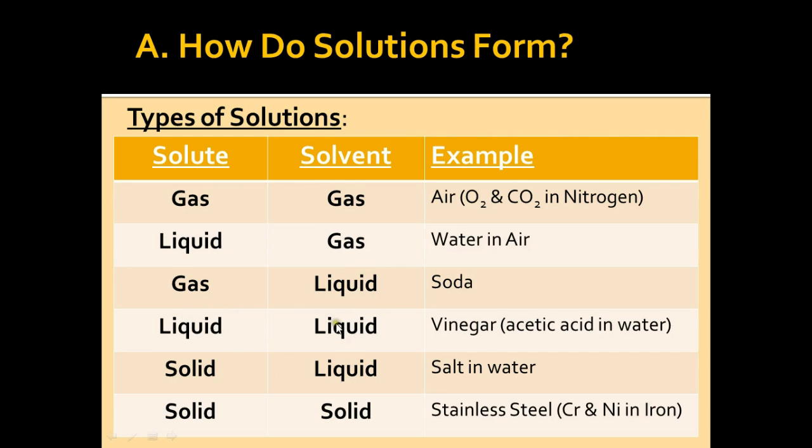Then liquid dissolved in liquid, like vinegar, which is acetic acid in water. Then we can have solids and liquids, like most of you probably think of salt water or Kool-Aid. And then we have solids in solids, which could be like stainless steel, so chromium and nickel in iron. So there are all types of solutions, and gases, solids, and liquids can all dissolve in each other.